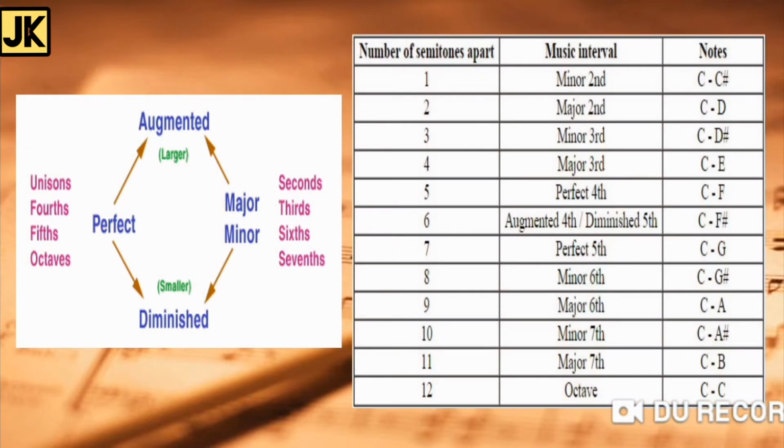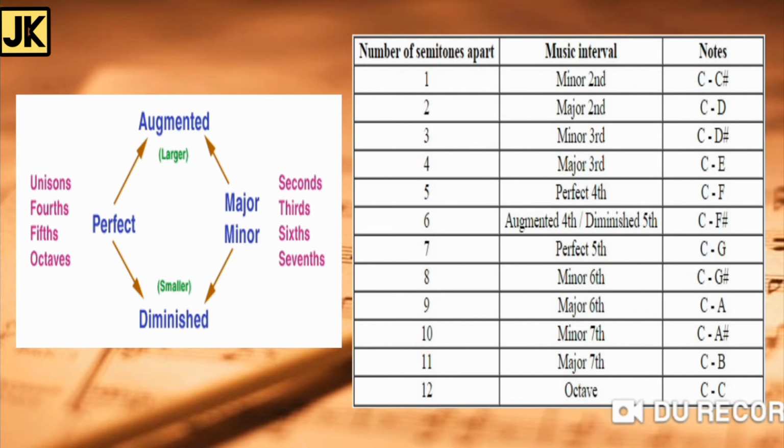Let's summarize. Look, unisons, fourths, fifths and octaves are perfect intervals. When you sharpen them, you get an augmented interval. When you flatten them, you get diminished intervals. Second, third, sixth and seventh are either a major or a minor interval. When you sharpen a major interval, you again get an augmented interval. When you flatten a minor interval, you again get a diminished interval.